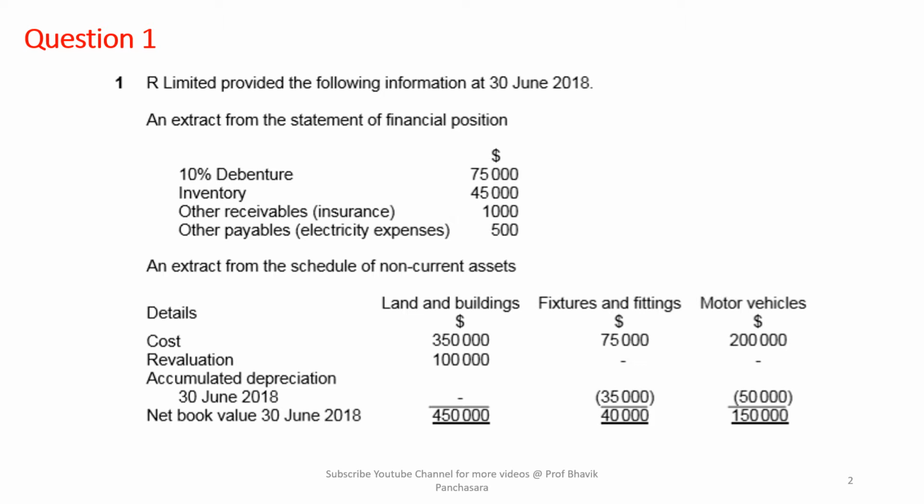Hello friends, in this question we are required to prepare income statement for R Limited. Here information is available first of all on 30th June 2018. These are the opening balances of debenture, inventory, other receivables that are insurance and other payables that are electricity expenses. And these are the balances of non-current assets that includes land and building, fixtures and fittings, motor vehicles.